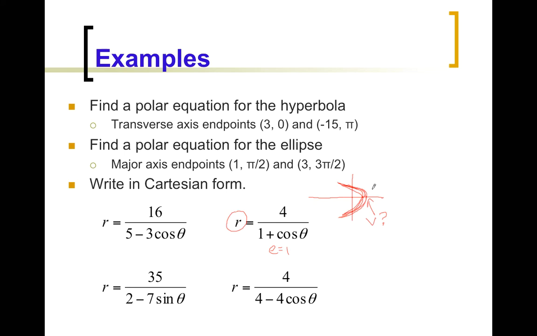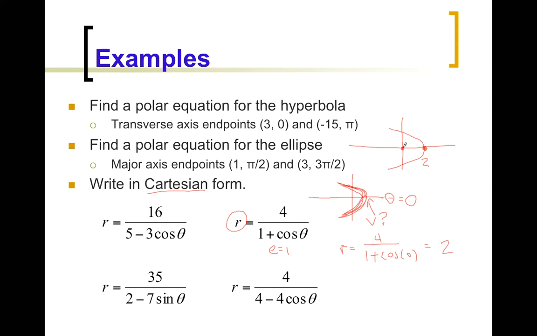The vertex, notice where the vertex lies. This lies when theta is equal to 0. And when theta equals 0, I can just plug that in. I know that r is equal to 4 over 1 plus cosine of 0. Cosine of 0 is 1. 1 plus 1 is 2. And 4 over 2 is 2. That means in rectangular, or by the way, this is Cartesian, same thing as rectangular, that means if I was to graph this, it would be at 2. And my vertex would be at 2.